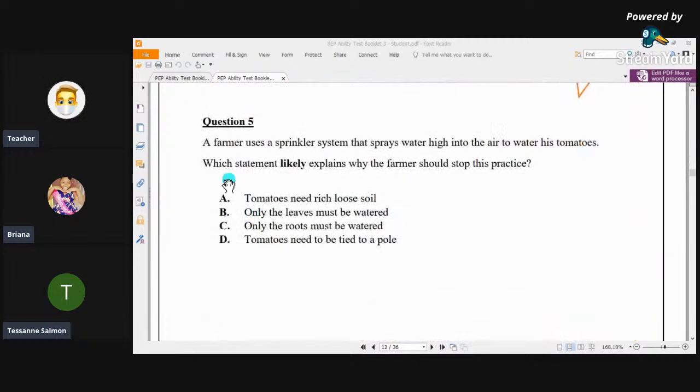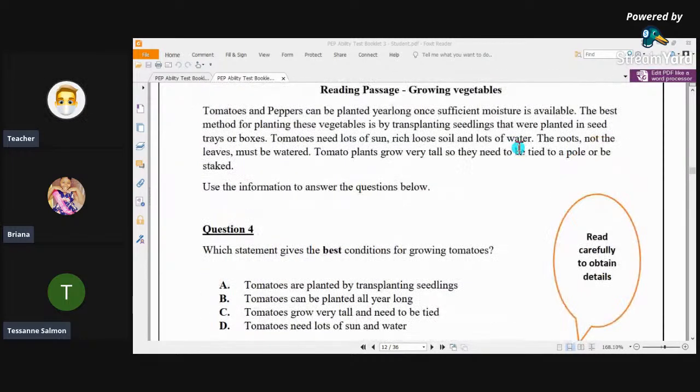Let me go back and see what your question says. The farmer is using a sprinkler system that sprays water high into the air. It says the roots and not the leaves, but roots are underground. So if you spray water up in the air, the roots will not get any water. The roots, not the leaves, must be watered. Tomato plants grow very tall. They need to be tied to a pole or staked.